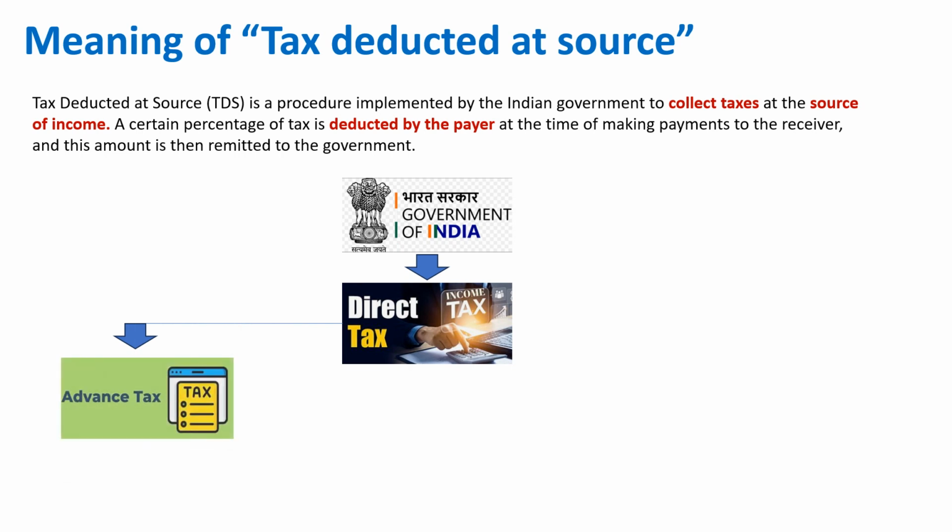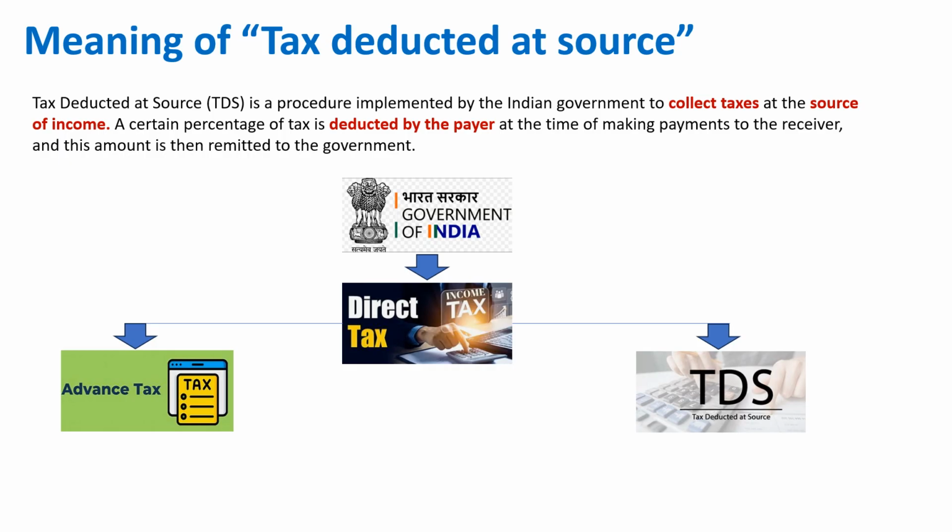The first one is advance tax, and the second one is tax deducted at source, or in short, it is called TDS. Under advance tax, the company will calculate what is the expected income or taxable profit the company will earn, and based on that, every quarter the company is going to remit advance tax to the government. So there are certain deadlines. Based on that deadline, the company has to calculate the tax and remit to the government. So here the company itself is remitting the money to the government. No third party is involved.